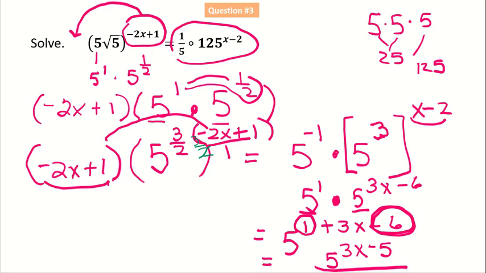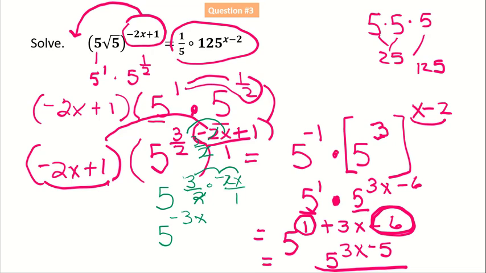times negative 2x, we get negative 3x. Let me go ahead and write this out. We're multiplying 3 halves, and I'm just taking that first number, negative 2x over 1. So this 2 cancels out, and we have 3 times negative x is negative 3x. So 5 to the negative 3x.